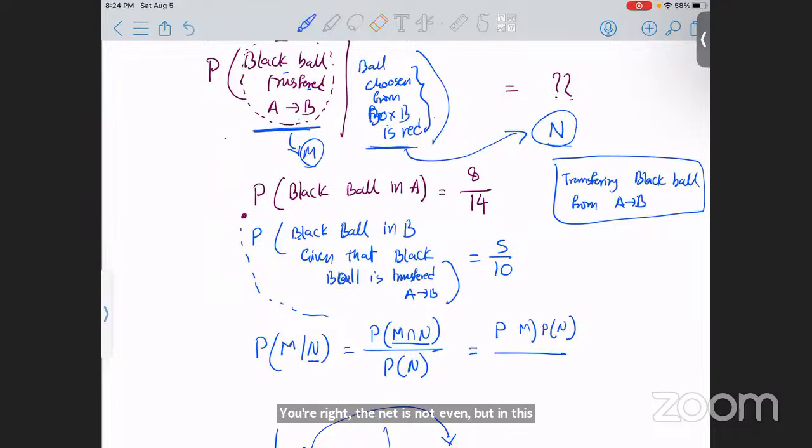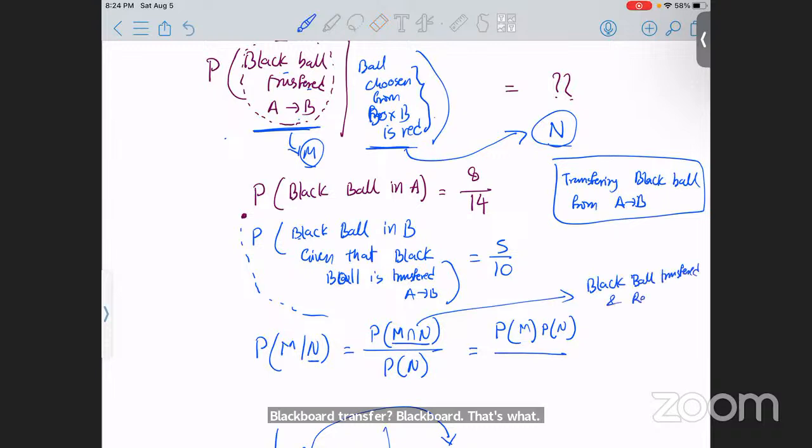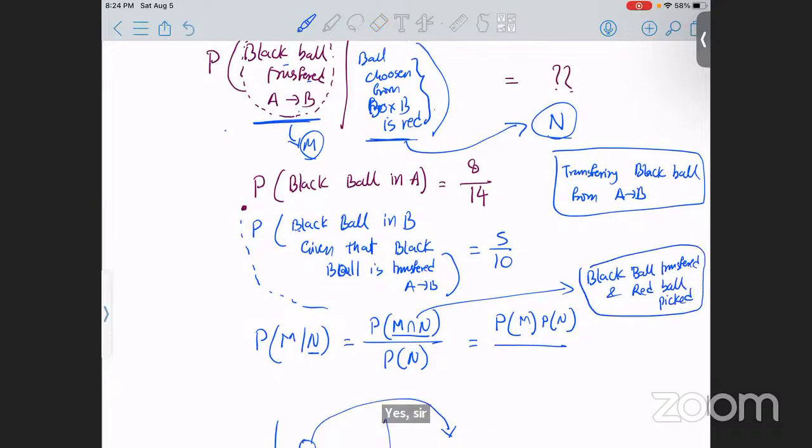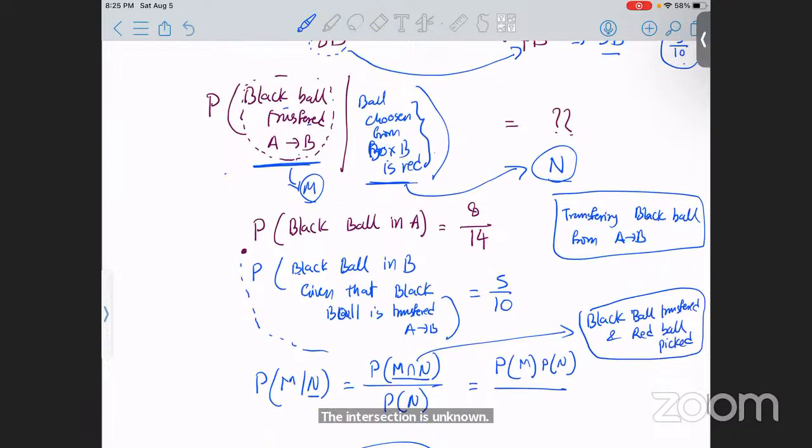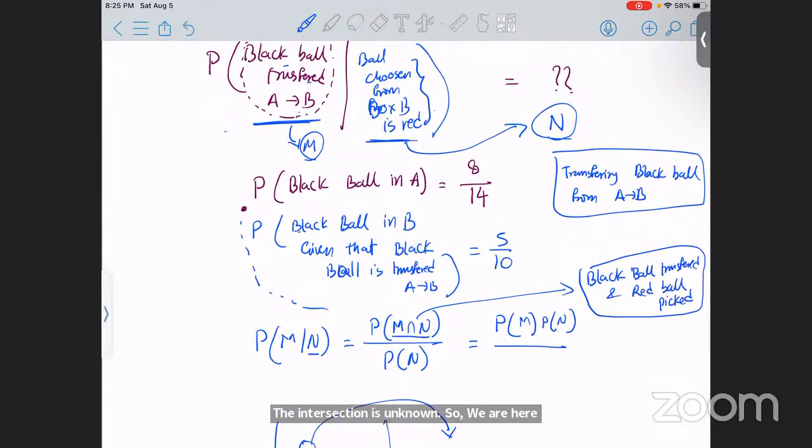But in this case, look, what does this mean? Black ball transferred, and red ball picked. Intersection is N. So, black ball transferred and red ball picked. Clear here? Since it is conditioned, that's why we have taken that it is independent.